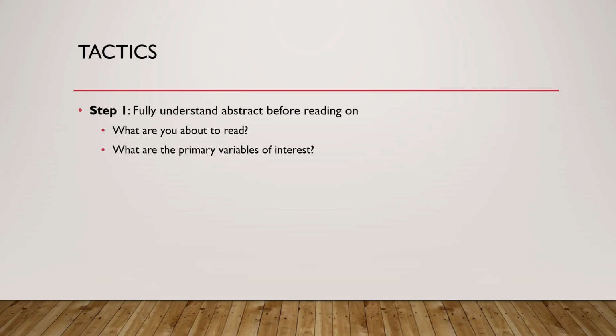First, make sure you fully understand the abstract before reading on. What is it going to be talking about? What are you about to read? You can kind of frame your mind. What are the variables that they're interested in? How did the research, generally, on a big, broad scale, look at this relationship? What do they think that they found? All of that information is in that one abstract paragraph. And what are the primary variables of interest? Are they your variables? Are they slightly different? Go into it with open eyes.